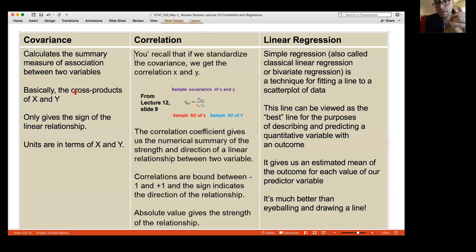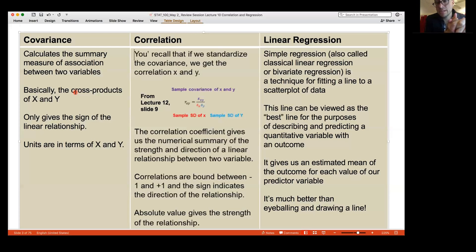Now, linear regression, also called simple regression, simple linear regression, classical linear regression, bivariate regression, or OLS, ordinary least squares regression, is another measure of association between two variables. And this one is a way of fitting a line to a scatter plot of data. Here, the major insight between covariance and correlation is that while it still shows strength and association, it gives us a means of interpreting and visualizing a linear association.